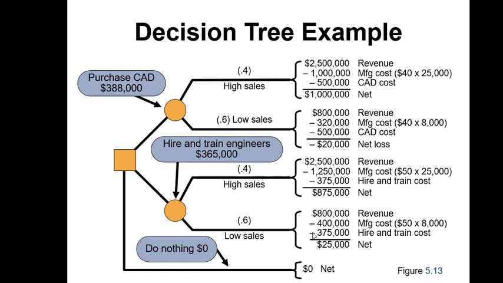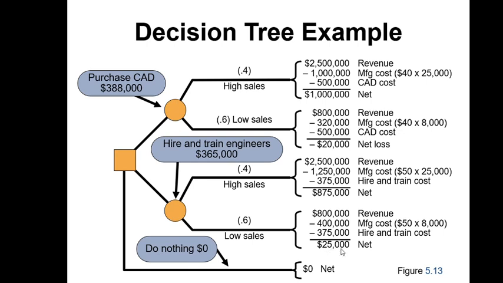The difference is only that instead of 25,000 units, we are expected to sell 8,000 units. That's why we'll have 800,000 as revenue, which is 8,000 multiplied by 100. Then we have to subtract the manufacturing cost for selling 8,000 units multiplied by 50, which is 400,000. And we will subtract also the cost of hiring and training engineers, which is 375, the same as here.